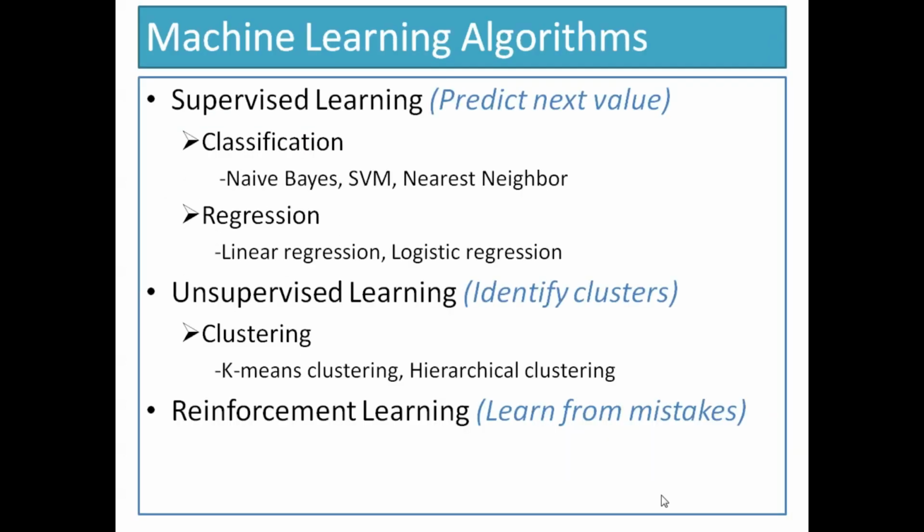Now, the step which is very, very important: the machine learning algorithms. Mainly there are three types of machine learning algorithms: supervised, unsupervised, and reinforcement learning. In supervised, classification and regression are there. In unsupervised, we have different types of clustering algorithms. And reinforcement learning is basically from the concept of learning from mistakes.